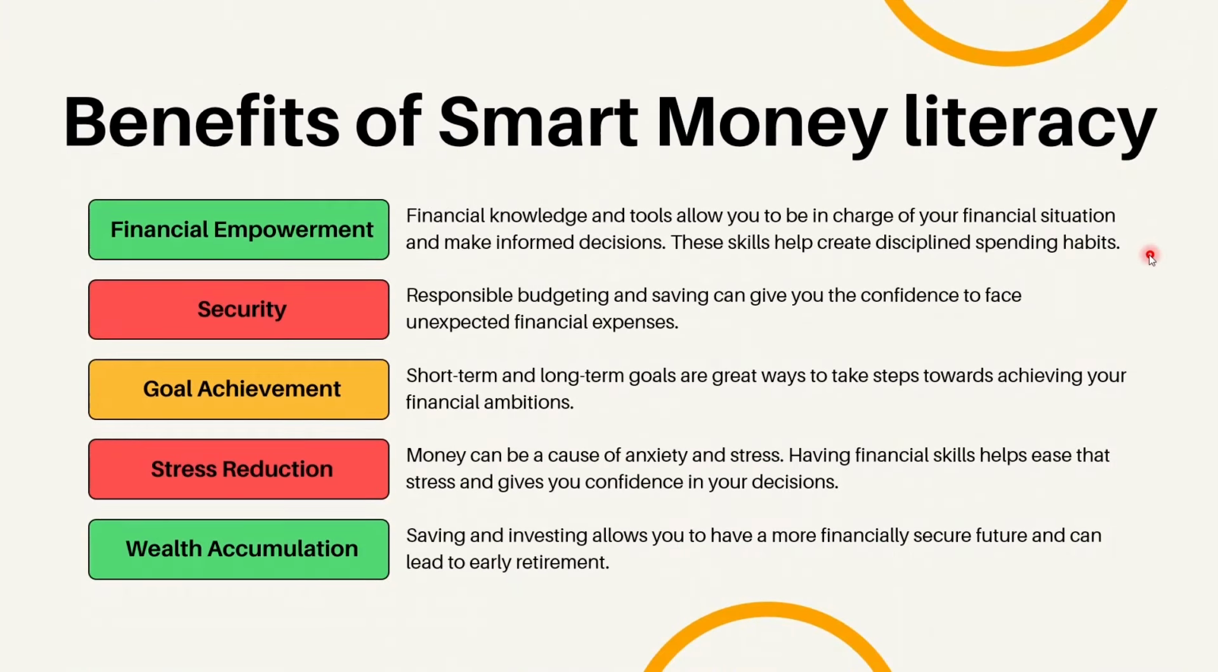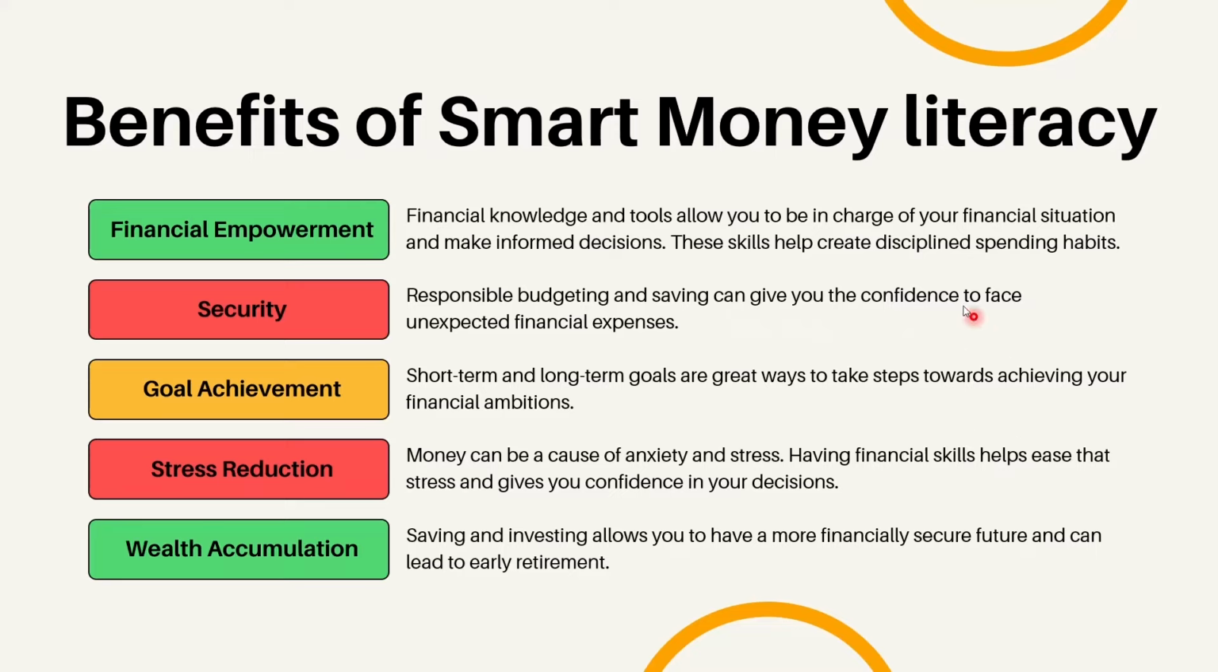And lastly, what exactly are the benefits of smart money literacy? You will be more financially empowered. Financial knowledge allows you to be in charge of your financial situation and make informed decisions. These skills create discipline in spending habits. And security: you will be responsible for budgeting and saving, and gain the confidence to handle unexpected financial expenses with the help of financial literacy, or smart money literacy.